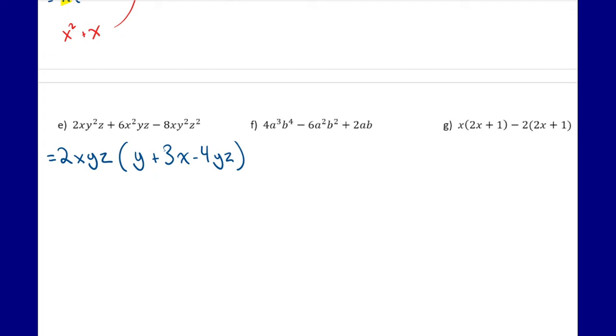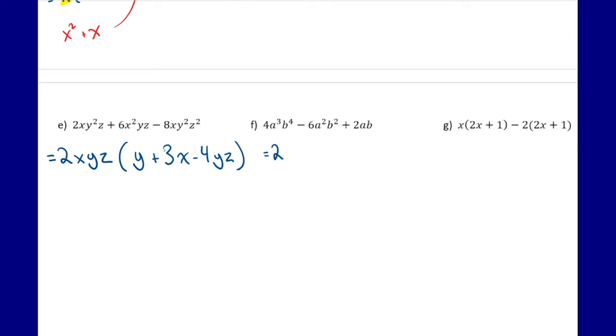For f, same idea. Can look through. For numbers, find the smallest number, look at the factors. The smallest number is 2. Its factors are 2 and 1. 2 is a factor with all the other ones, so we know 2 will be part of our greatest common factor.